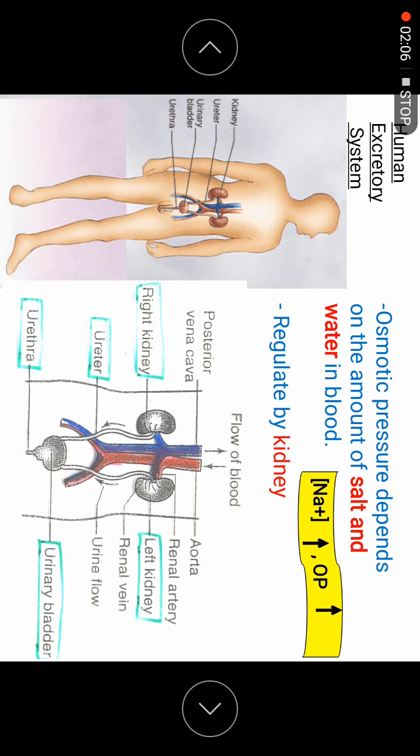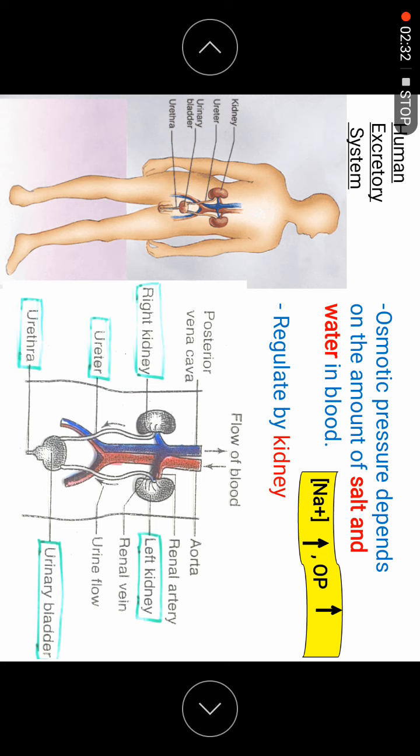When we talk about removing water, the first system we think of is the excretory system. I believe you have known this part, the excretory organs inside the excretory system, so we will not talk about this. What we want to know is what is meant by osmotic pressure.